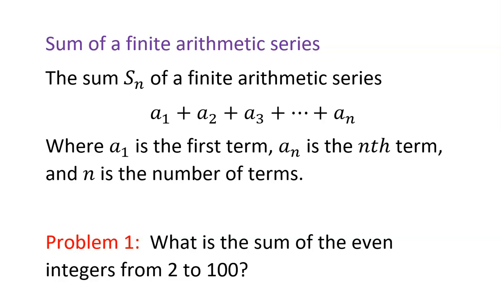So in the past couple of lessons, we've been looking at A sub n. That's a term. S sub n indicates a sum. So make sure you're paying attention to those letters. A sub 1 plus A sub 2, keep on going up to A sub n. A sub 1 is the first term, A sub n is the nth term, and n is the number of terms.